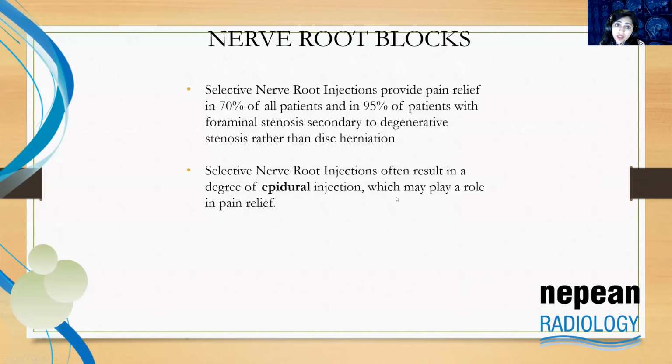So nerve root block injections. Yes, selective nerve root injections provide pain relief in 70% of all patients and in 95% of patients with foraminal stenosis, secondary to degenerative stenosis. So that's a really good result. And selective nerve root injection often results in a degree of epidural, because when we are injecting into the nerve root, some of the injection might go into the epidural space as well, which plays a role in pain relief.